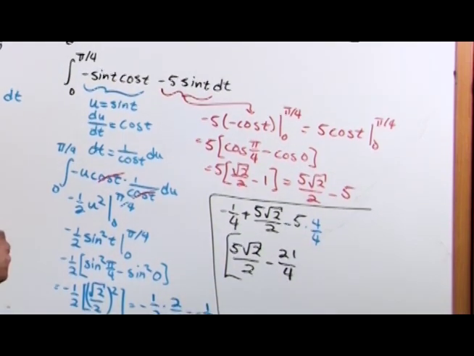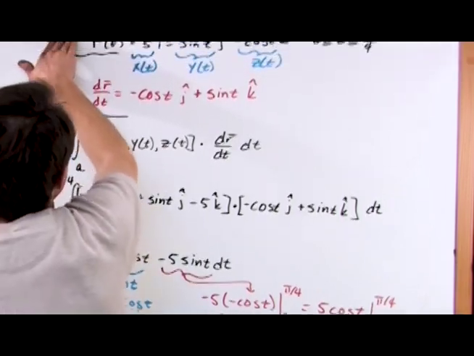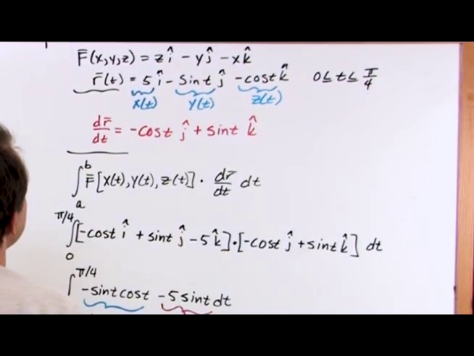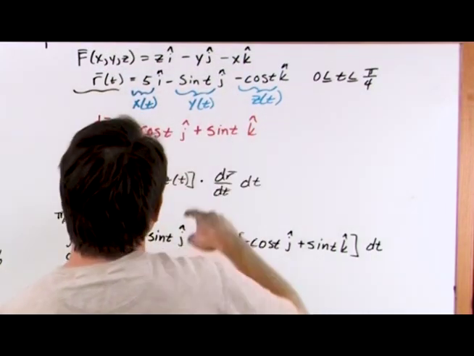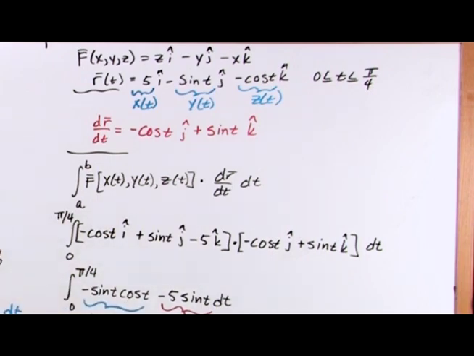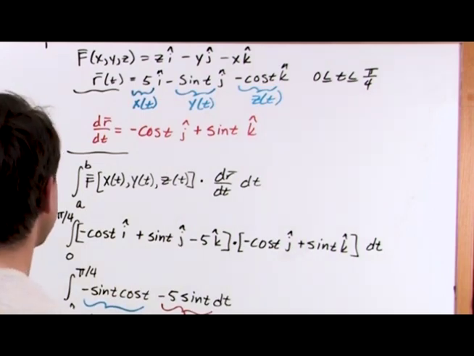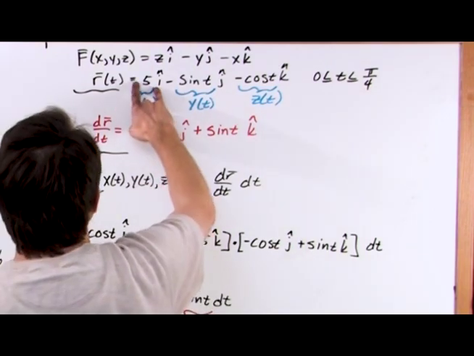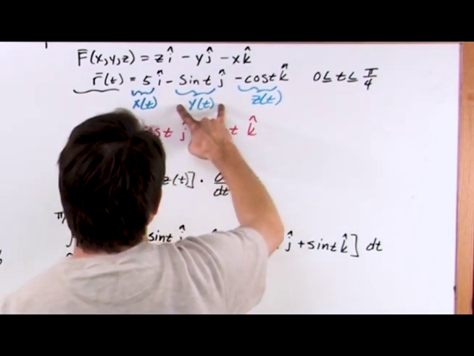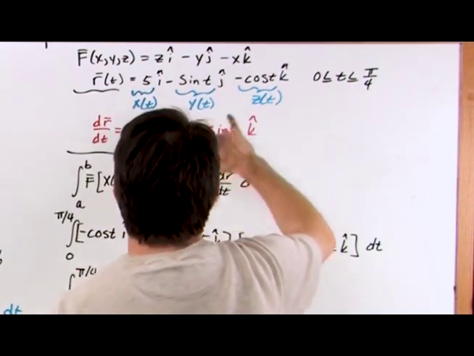So let's go back up to the top and see what we did. Here was my vector field that I had, and here's the path that I'm integrating it over. So there's some interaction going on here, and I want to calculate basically the work done by this field on this particle, whatever it is that's traveling on this path. So whatever's in front of i is labeled x of t, and then there's y of t in front of j, z of t in front of k.